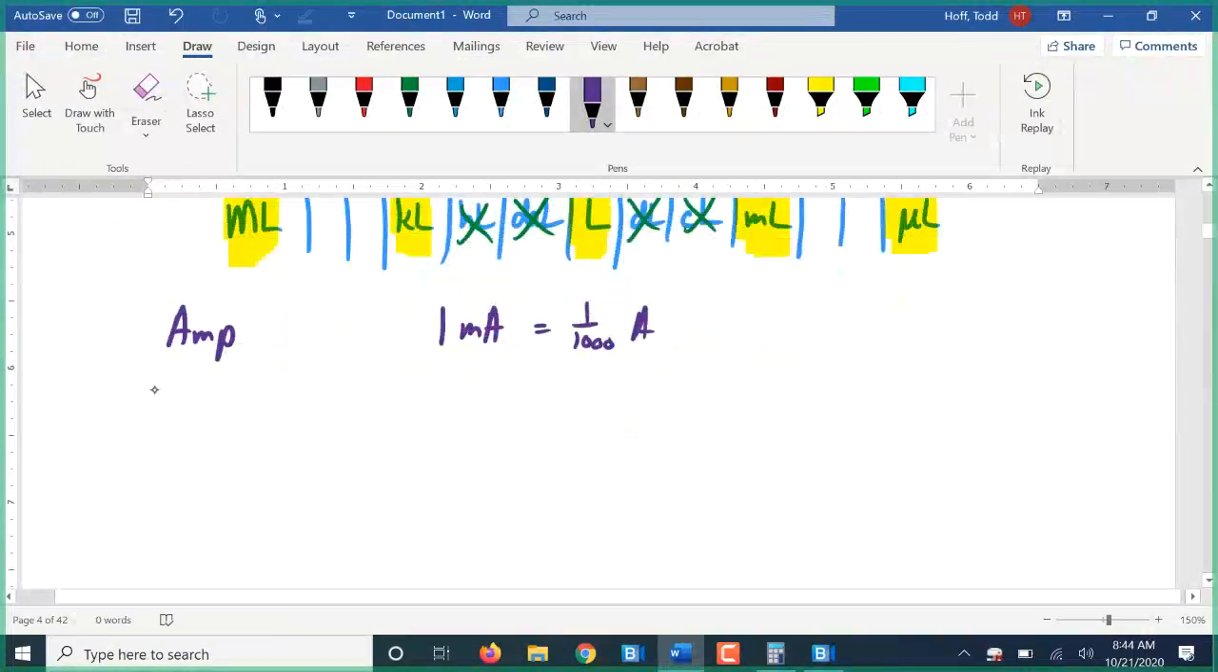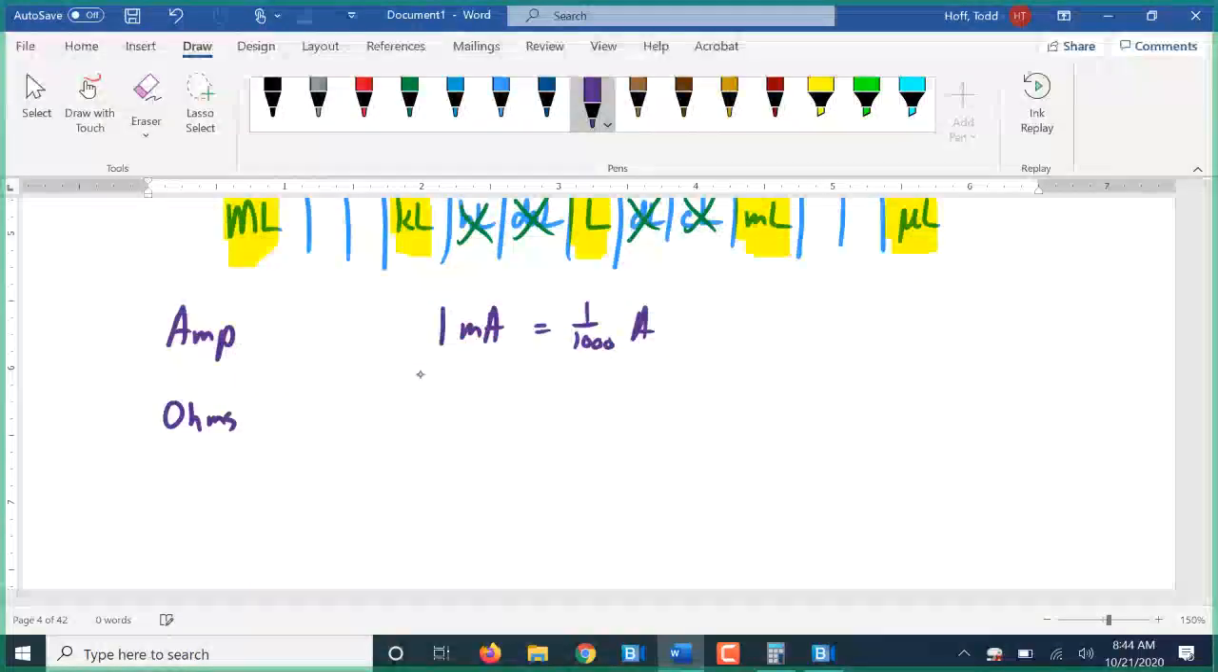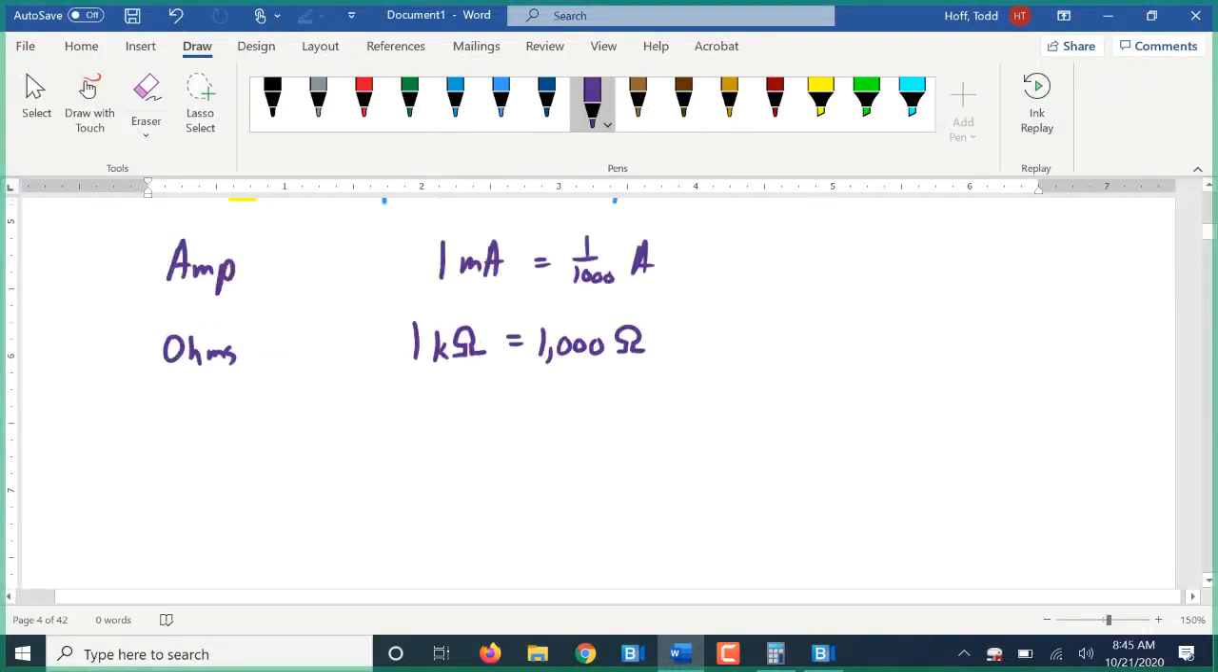Or if we're looking at ohms, if we have a kiloohm, of course, you guys know that upside down horseshoe type thing is the symbol for ohms. 1 kiloohm is 1,000 ohms, because kilo means 1,000. Those metric prefixes mean the same thing no matter what unit we're putting them on.